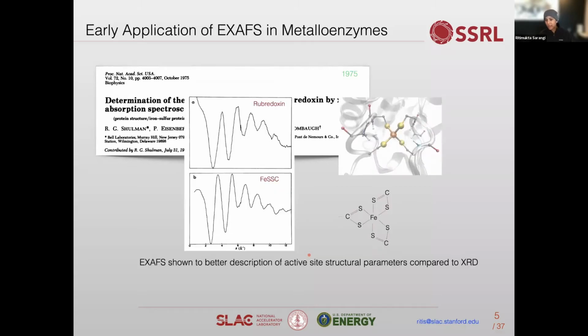And this rubredoxin active site is an iron center. So this is the iron center, which is bound to 4 sulfur ligands. And in those days, they showed that from the EXAFS data, they compared the rubredoxin data to a model complex, which looks like this. And they made a very important discovery. They showed that the EXAFS data disagreed with the crystal structure and actually gave a better description of what was going on in the active site of this enzyme.